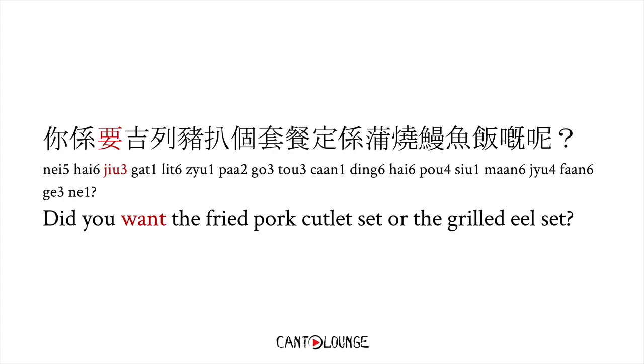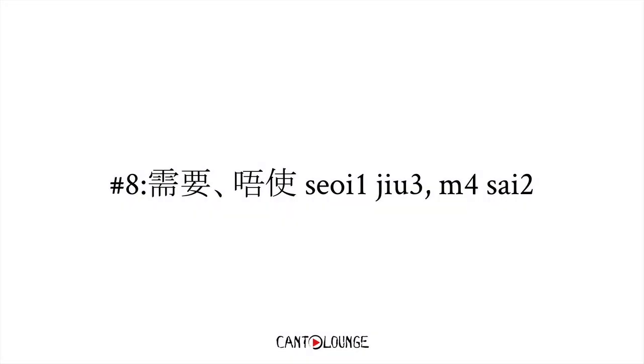And the second nuance is something that you'll hear often when you're in like an establishment of some sort. You're in a shop, you're in a restaurant, and the people there, they're serving you, and they're saying, "Is this what you want?" Like for example, here a waiter at the restaurant might ask, 你係要吉列豬扒個套餐定係蒲燒鰻魚飯嘅呢? Maybe you just wanted to confirm your order. So you want the tonkatsu or the fried pork cutlet set or the grilled eel set. All right, and that is that.